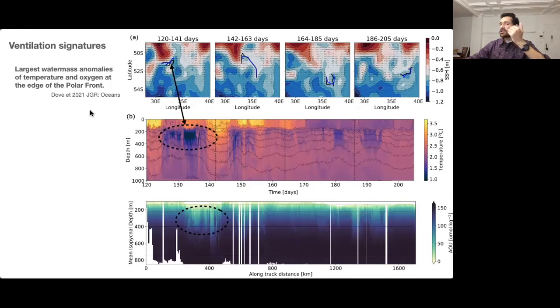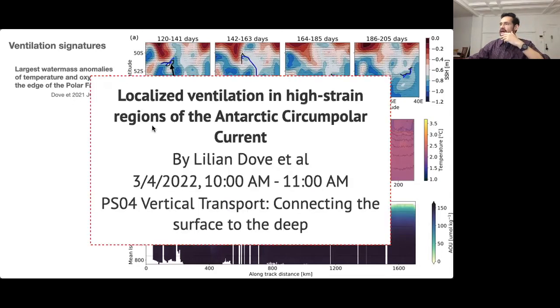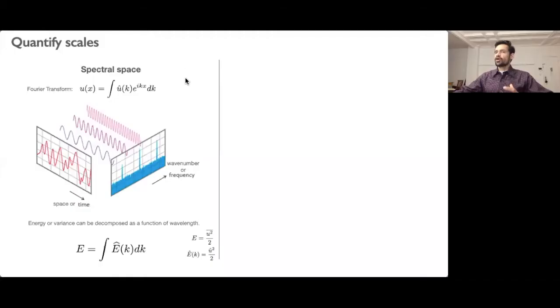And in fact, Lily, who wrote this paper, has a talk that she's giving at this meeting where she looks at such signatures in the whole of the Southern Ocean. So in the main part of this talk, we will be quantifying the structures that we see in the glider sections and use them to learn about the dynamics and kinematics of the flow. The method of choice for this talk will be spectra, and in the paper that will eventually come out about this work, we will also use structure functions.